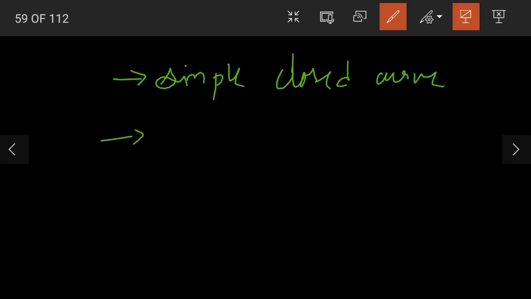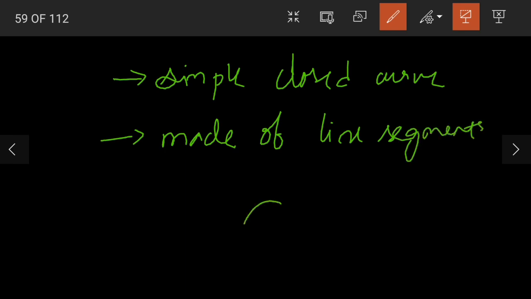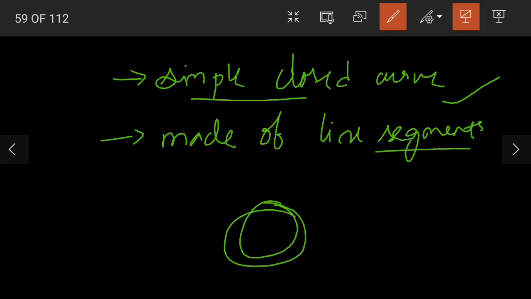For any figure or shape to be a polygon, what are the two conditions, children? A polygon is nothing but a simple closed curve, and also it should be made up of line segments. Now when we look at the shape of a circle, is a circle a simple closed curve? Yes, the curves are not crossing, so the circle is a simple closed curve. But is it made of line segments? No, it is made of a curve. There are no line segments like this in our circle.